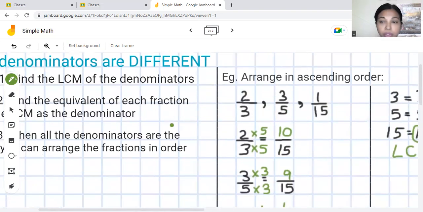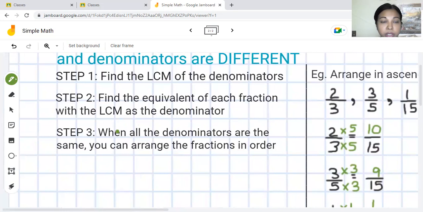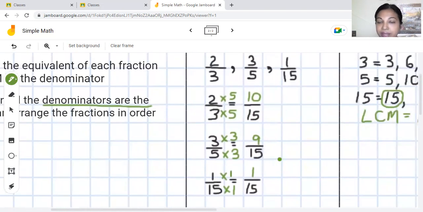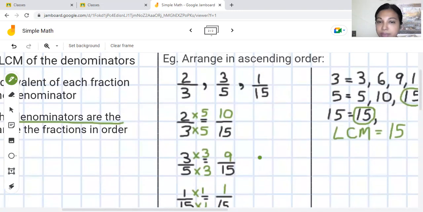Okay, so our third step now, we have already done the second step. All the numerators are now the same. When all our denominators are the same, which is 15, you can arrange the fractions in order, because now we can look at our numerator and decide which fraction is the smallest and which one is the biggest.